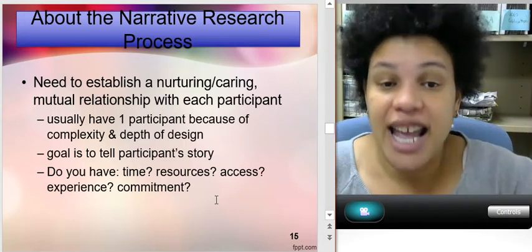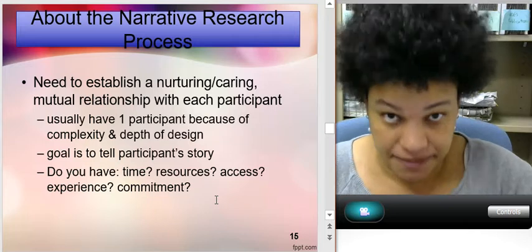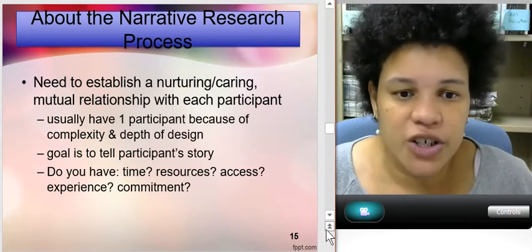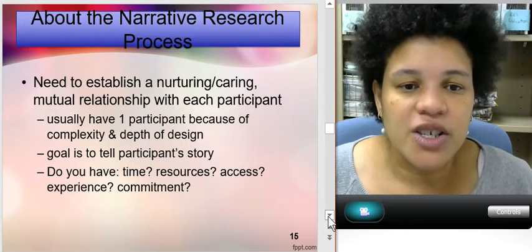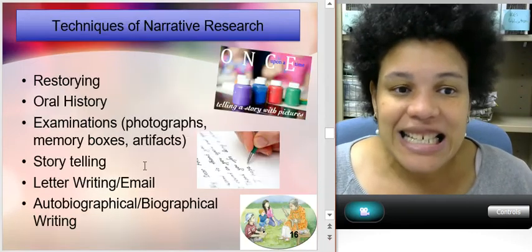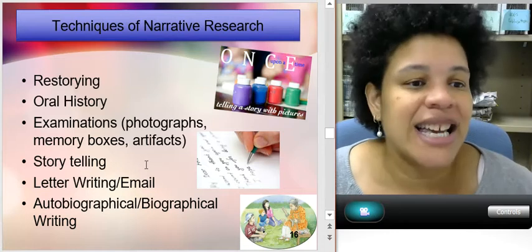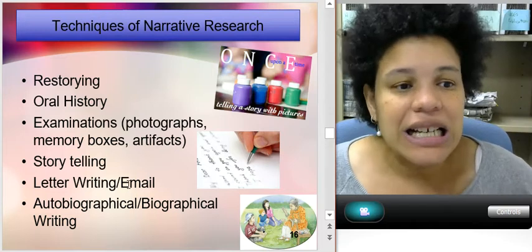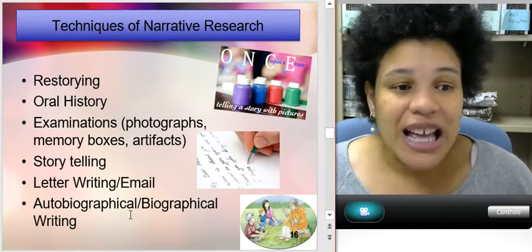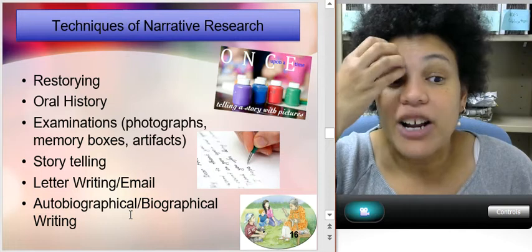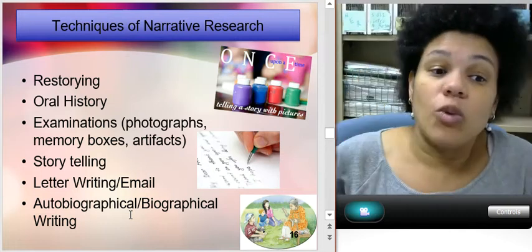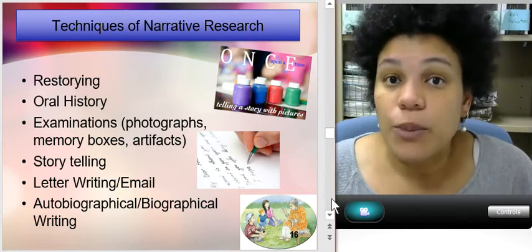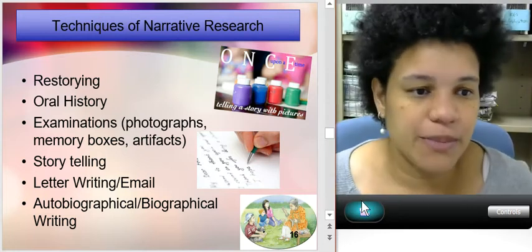It does take commitment on both parts, on the part of both parties, in order to conduct a narrative research project. Okay, techniques: restoring oral history, examinations of photos, memory box artifacts, storytelling, letter writing, email, and biographical writing, like someone looking in someone's diary, that kind of thing, or reading what someone else wrote about your participant.